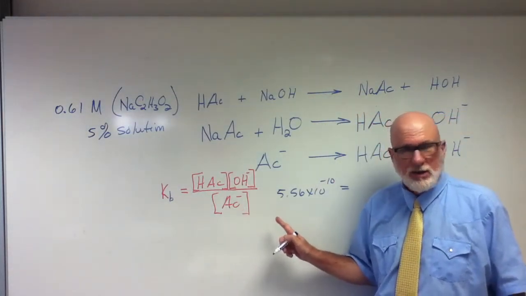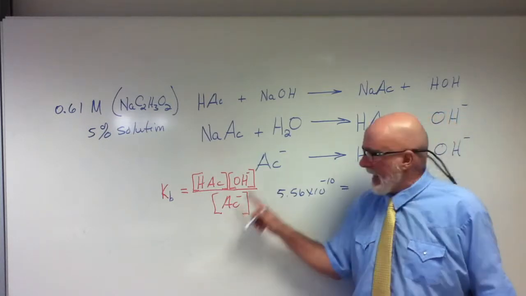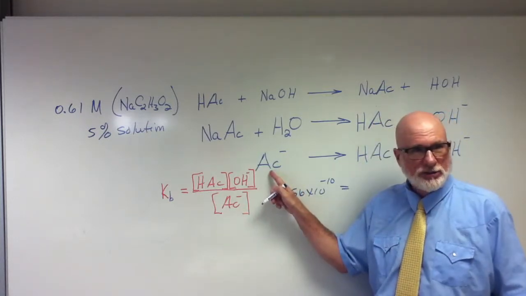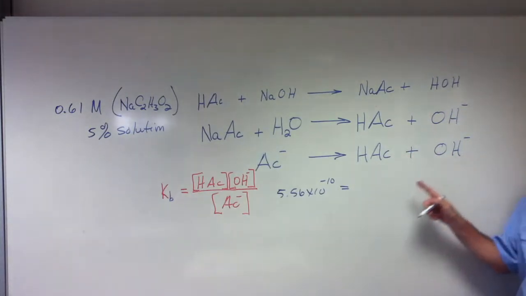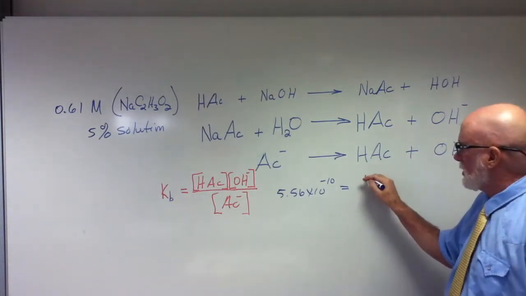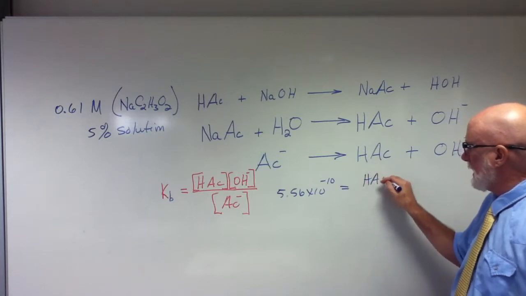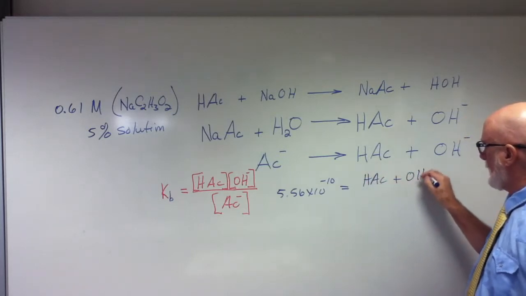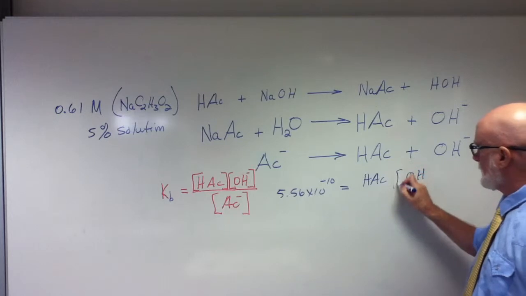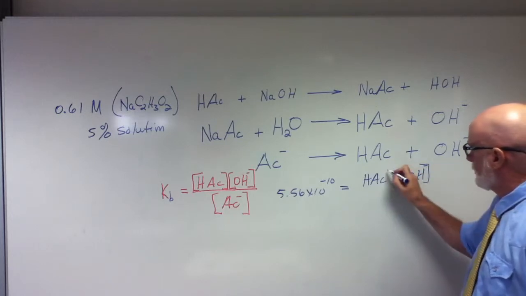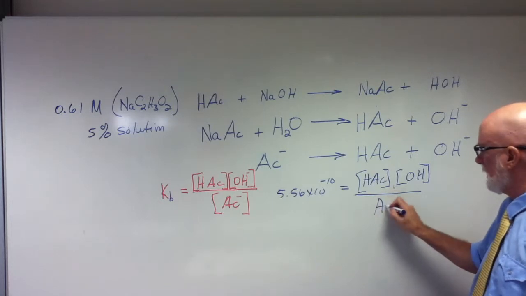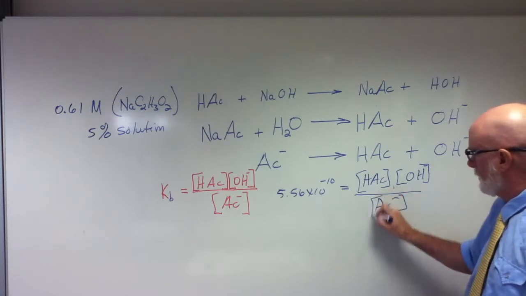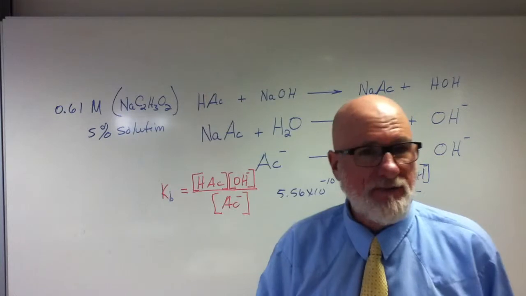Do you get that? For that to be so small, that acetate has to be large, and these products have to be small. Therefore, when that equals HAc times OH, and that's going to be Ac, right? Yes? So it's going to be very small.